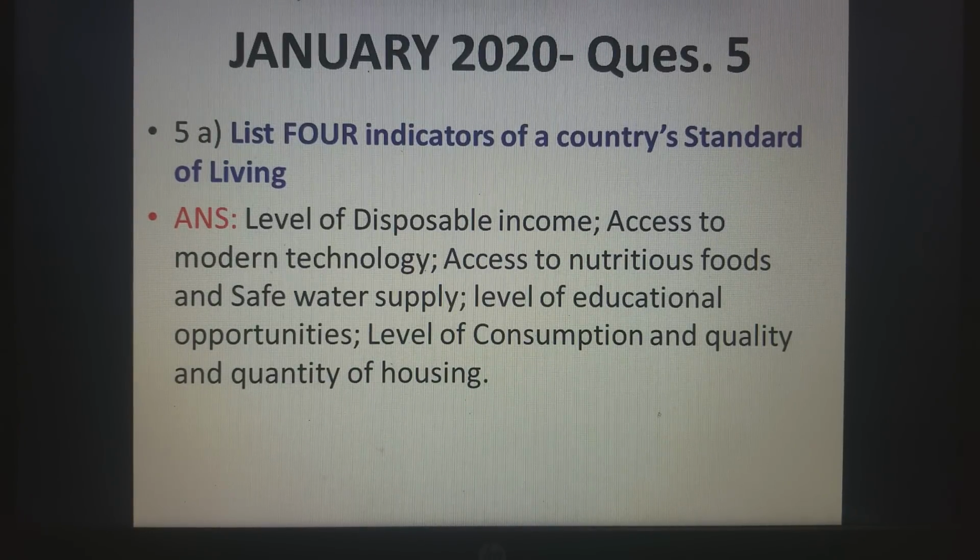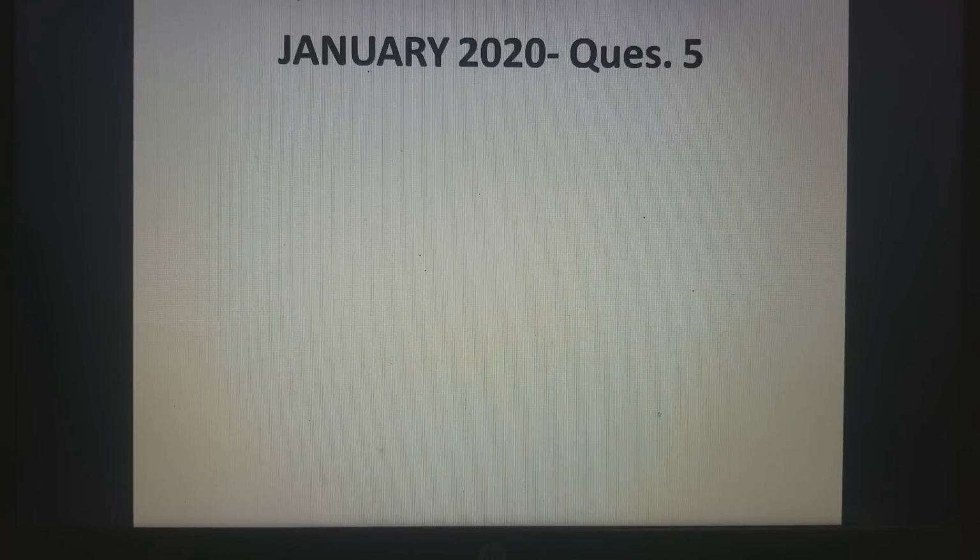First one is level of disposable income. 2, access to modern technology. 3, access to nutritious food. 4, safe water supply. 5, level of educational opportunities. 6, level of consumption, and quality and quantity of housing. That is 7. So I've given you 7 options here that could be listed that can indicate or will show the level or standard of living that exists in a country.